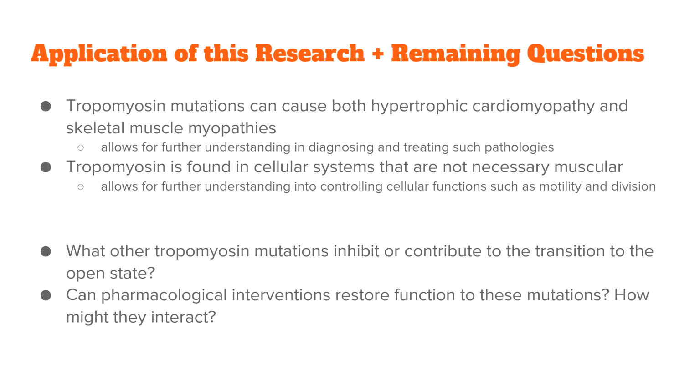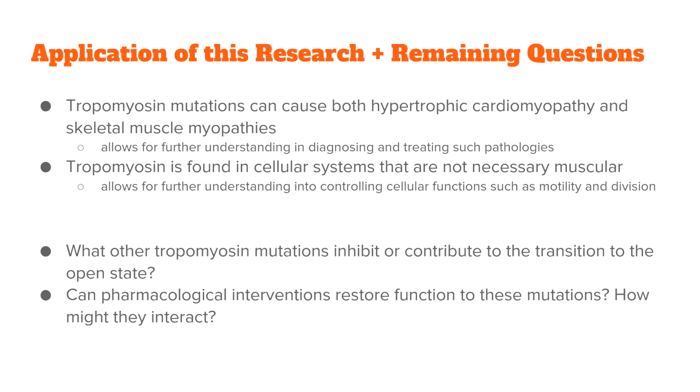So, how can we apply this and what questions remain? Well, tropomyosin mutations are implicated in some pathologies, including hypertrophic cardiomyopathy and some skeletal muscle myopathies. With this research, we now have further understanding into diagnosing or locating these mutations and possibly treating them. Tropomyosin is also found in many cellular systems that are not necessarily muscular, and so we now have a further understanding into how we can control these cellular functions, for example, motility and division.